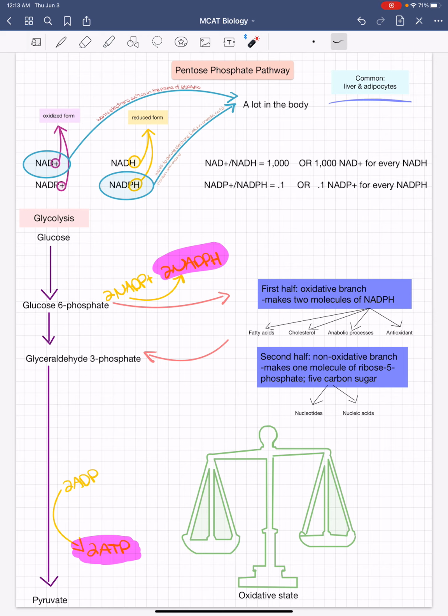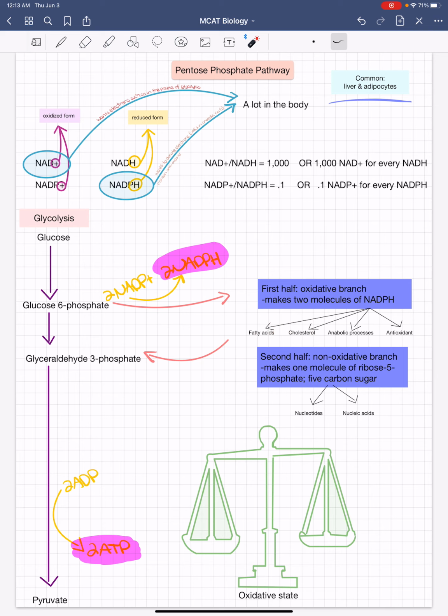The pentose phosphate pathway can be broken down into two phases. The first phase is known as the oxidative branch. The purpose of this branch is to make two molecules of NADPH, which is needed to make fatty acids and cholesterol.